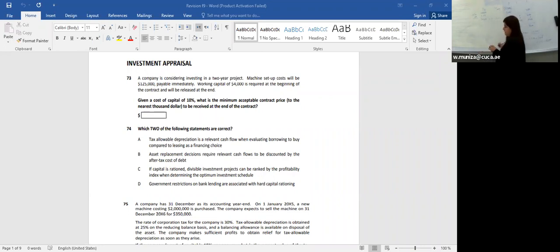Now, as you know, in the year of disposal, we are not going to take any tax allowable depreciation. Do you remember the concept? The year of disposal is December 2006. So in December 2006, we are not going to take any kind of depreciation. So carrying value at 31st December 2006 will be how much? 2 million minus 500,000.